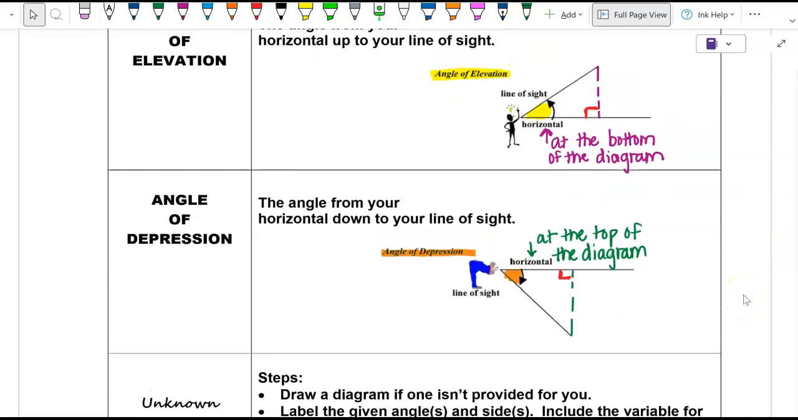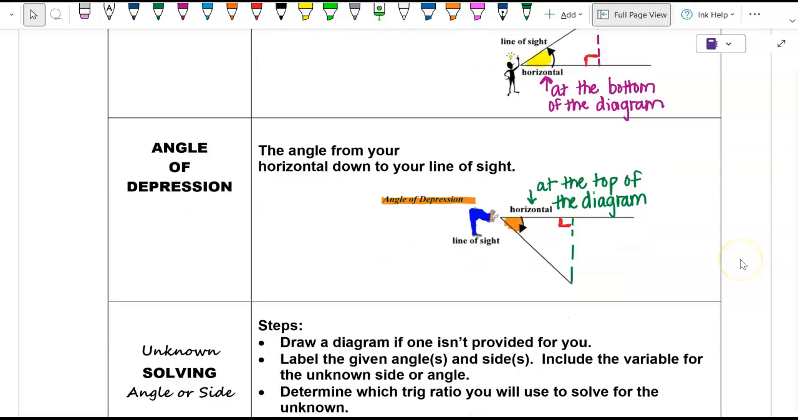The big thing when we're doing an angle of elevation, the horizontal is at the bottom of the diagram because we're looking up at something. An angle of depression, the horizontal is going to be at the top of the diagram because we're looking down at something. So it's paying attention to keywords. They may not always say angle of elevation or angle of depression, but words like up or down can be used as well. So we have to make sure we're paying attention to all of the clues given.